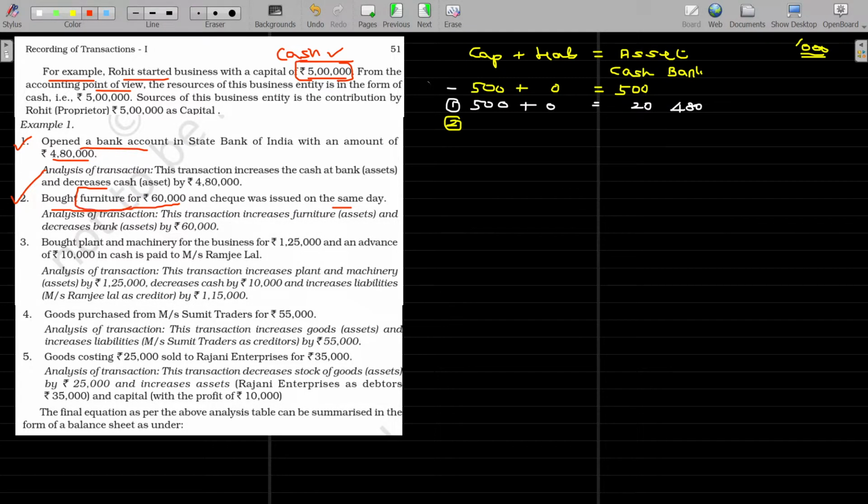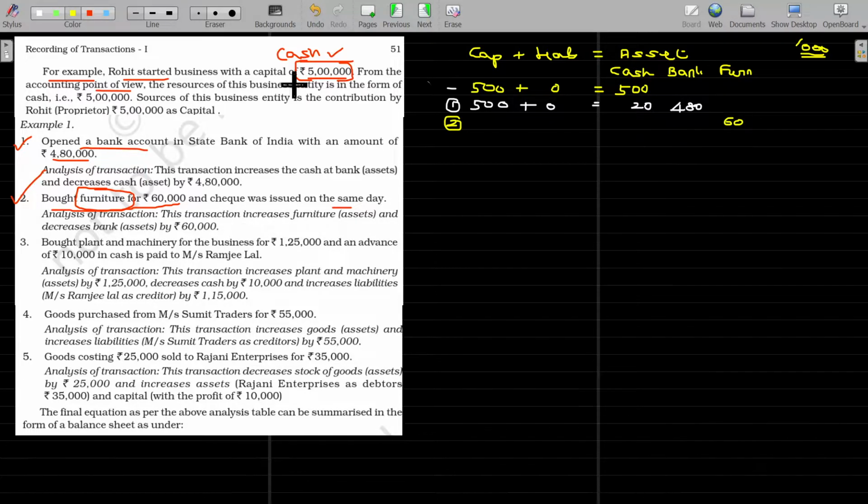Furniture is purchased. The furniture is an asset, a new asset. You can enjoy the benefit for more than 1 year. Then it will be on the right hand side, the asset side. I will introduce one more column here, furniture. I purchased the furniture by paying 60. So now in my office I have 60,000 rupees worth of newly purchased asset.